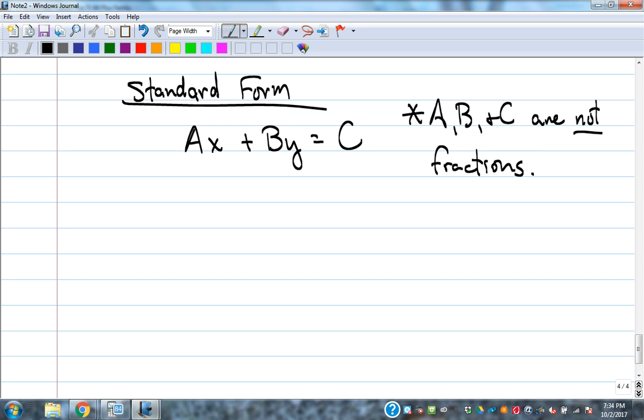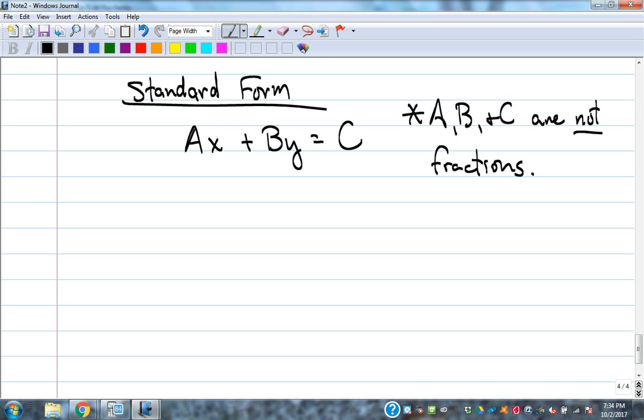No fractions can be in the problem. So no fractions in standard form. Slope-intercept form, fractions are cool. They're okay. Point slope form, fractions are cool. They're okay. Standard form, no fractions can be there. We'll look at how to get rid of them in just a little bit, okay? Now, the key with standard form is the fact that if you can get slope-intercept form, standard form is one step away. All right? So, with point slope form, we start there, then we get to slope-intercept form, and then from slope-intercept form, we're one step away from standard form. So we're going to get through all of the forms to get there.